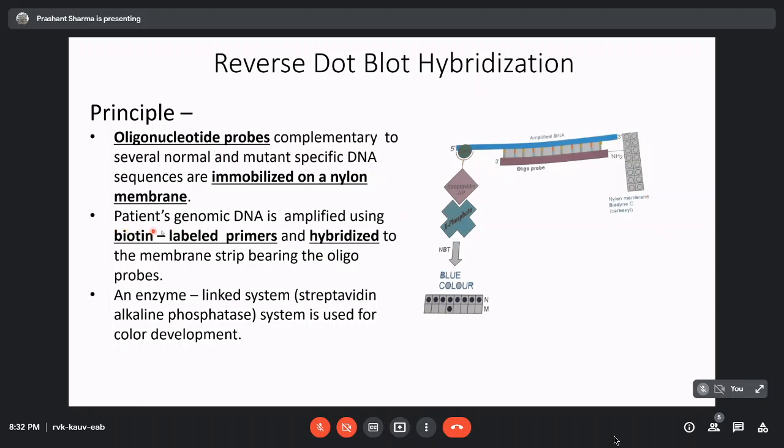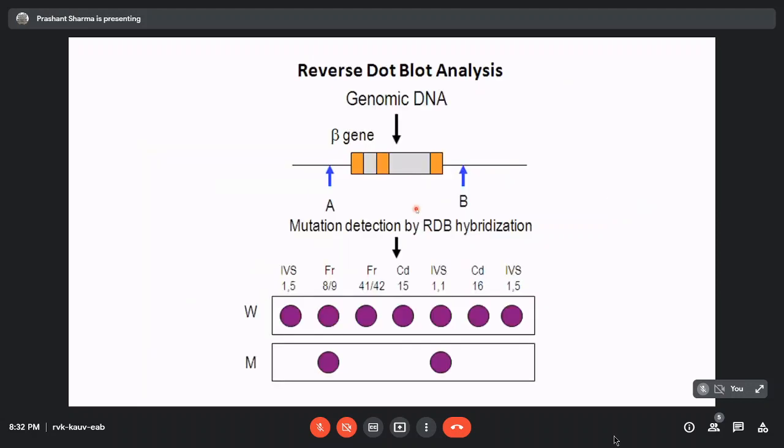So whenever a patient comes, you take that person's genomic DNA, amplify it using biotin labeled primers so that you'll be able to detect them later, and hybridize them to the membrane strip. Not fluorescence, but the streptavidin biotin reaction. In each of these strips, you will have two sets of combinations. So you'll have IVS15, this is the probe for the wild type sequence, and this is the probe for the mutant sequence. Frameshift 8-9, wild type, mutant, and so on and so forth.